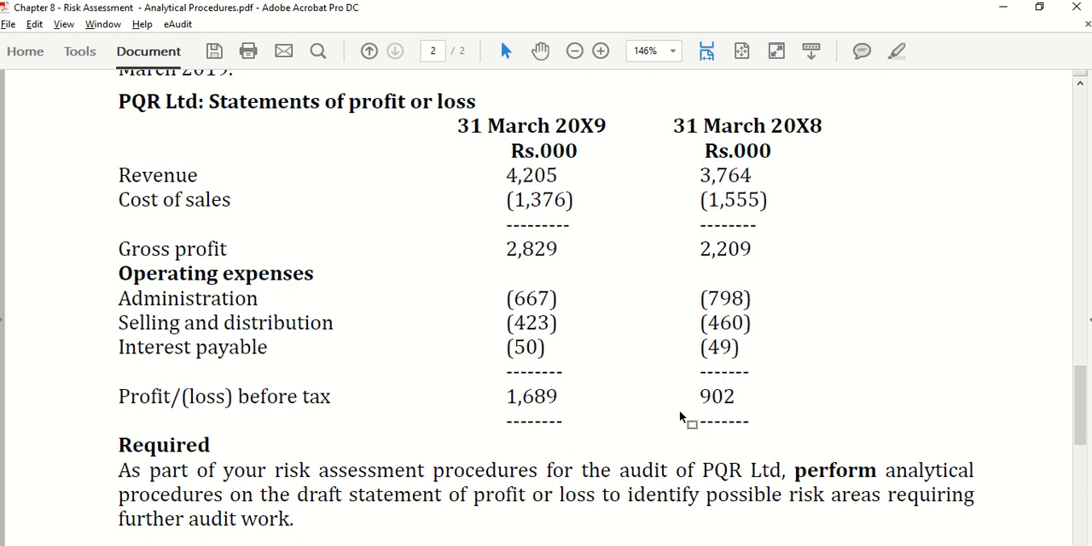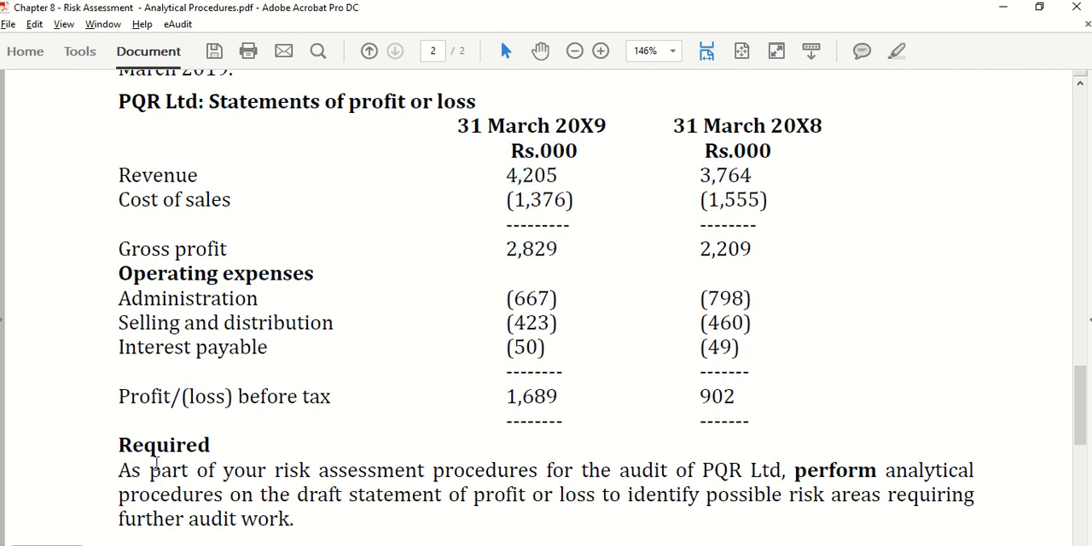When you check the last year profit, it's 902,000, but this year it's 1.6 million. So it looks like a huge increment. And when you compare with the director statement, which says it's a challenging year, see how their profit has gone up, right?